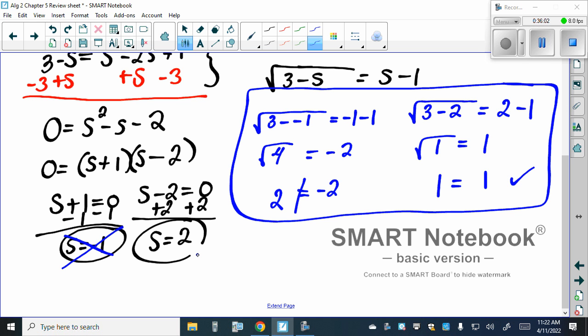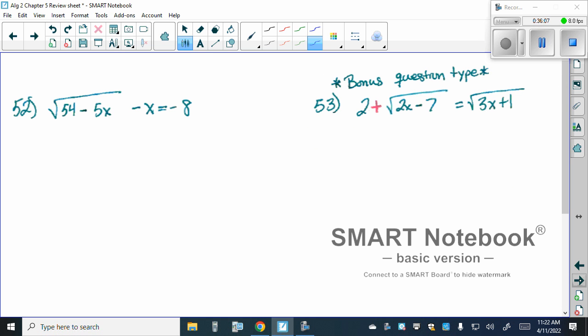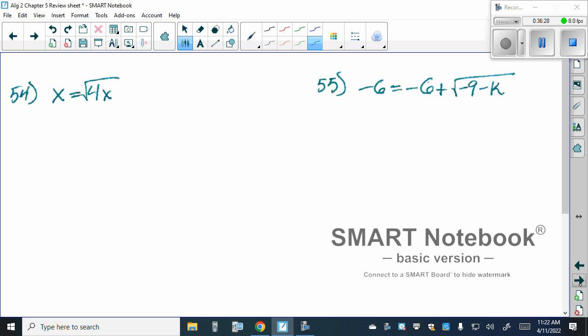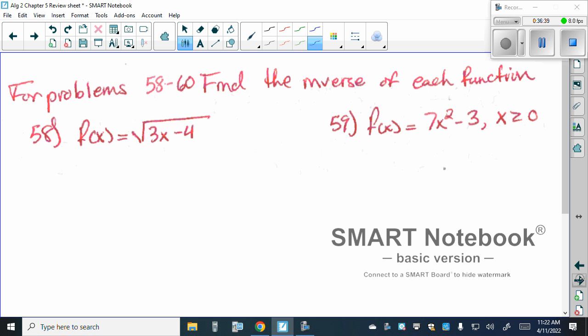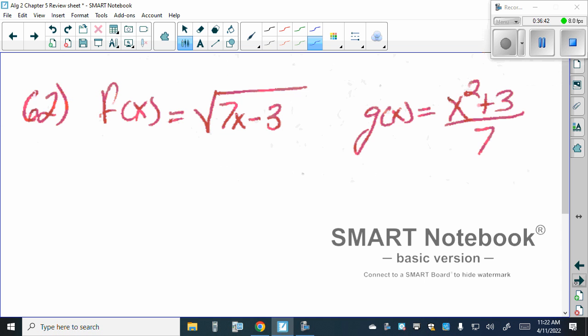Any other questions on this here? 53 is not going to show up. Any questions on 52? Because 53 is the type where we ended up having to do this, getting the square root by itself twice. But that's not going to show up on the test. Any other questions on 54 or 55? So again, you're not going to find the inverse.